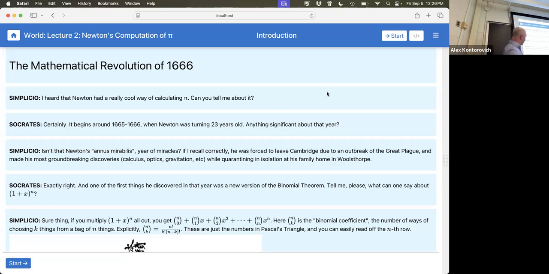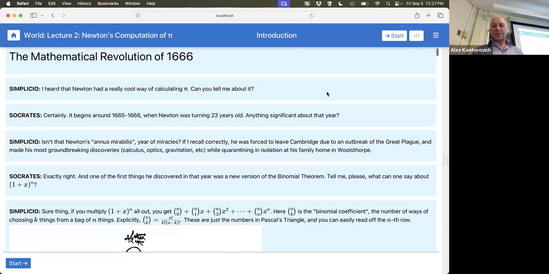Simplicio says, yeah, sure, I know that. You multiply 1 plus x to the n all out, you get n choose 0 plus n choose 1 times x, plus n choose 2 times x squared, because there's just a 1 here. So it's just increasing powers of x's, and then the binomial coefficients, n choose k. All right, so far so good. Everybody's with me.